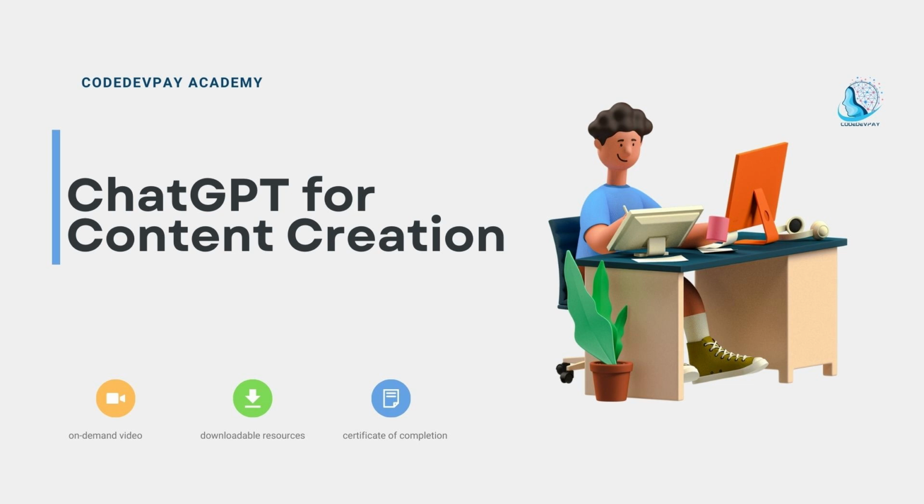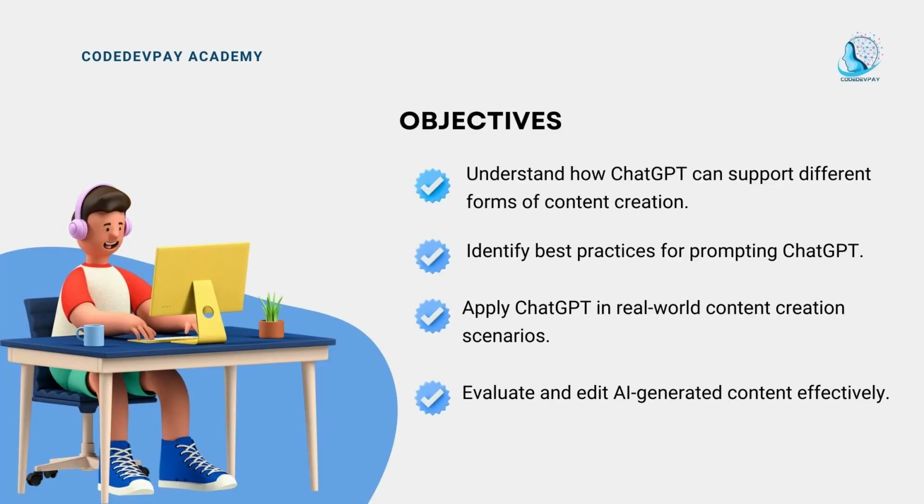In this course, we learn how to use ChatGPT for content creation. What are the objectives of this course? We get to understand how ChatGPT can support different forms of content creation. Identify best practices for prompting ChatGPT. Apply ChatGPT in real-world content creation scenarios. Evaluate and edit AI-generated content effectively.